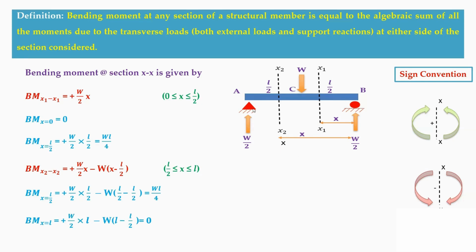Now when we see here, at A and B you have 0 moments. At C you have WL by 4, which is of positive value. So this is a positive bending moment diagram. So this is how we are going to draw the shear force and bending moment diagram with the sign conventions.